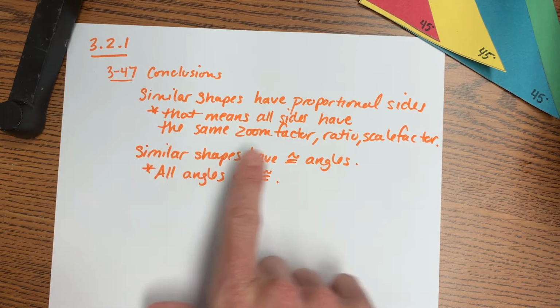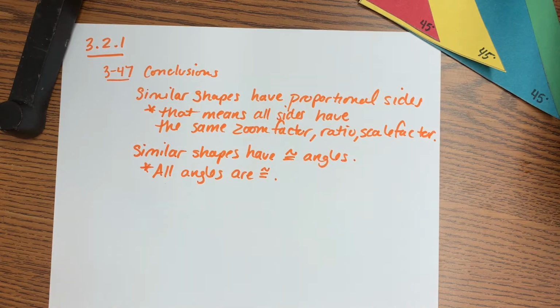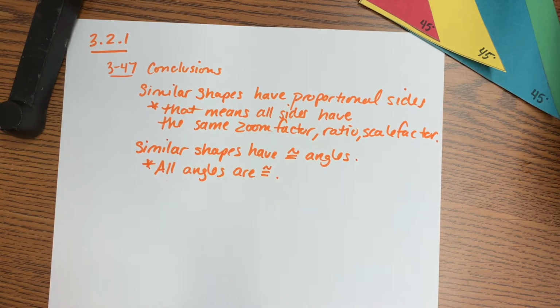And then similar shapes we just measured will have congruent angles. So similar triangles will have all three angles the same. In the big guy and the small guy, they will have all the angles that are the same.